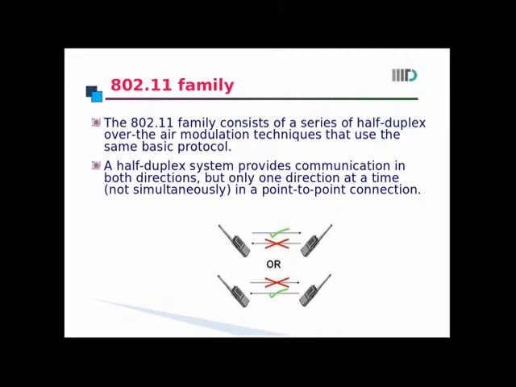So it's basically, as shown in the figure, the communication is on both sides, in both directions, but only one direction is active at a time. So either we can talk to or we can talk fro, but we can't talk to and fro at the same time. So that's the basic structure of 802.11.